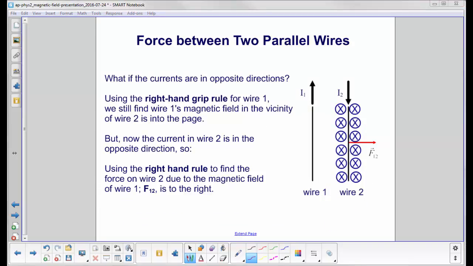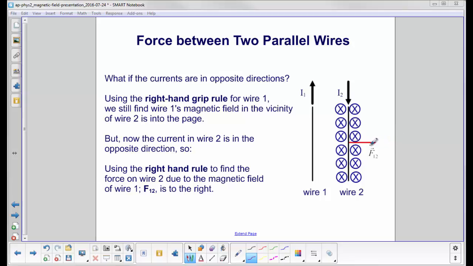But what if the currents are in opposite directions? You probably already can guess the answer, but let's work it out anyway. Let's start to find the force on I2. Use the right-hand grip rule for wire 1. Magnetic field will be into the page. But now, when we look to find I2, the current is in the opposite direction, so when we use the right-hand rule, we find that the force is to the right.